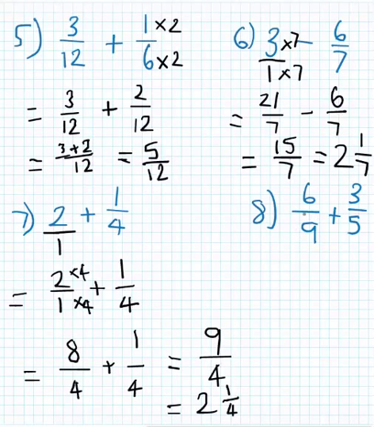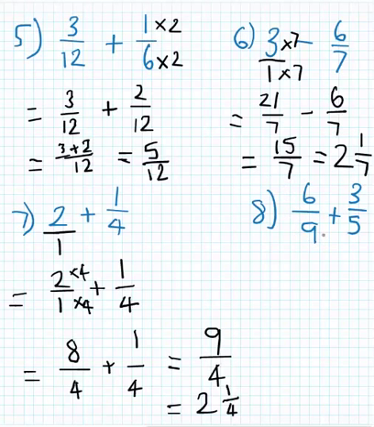The last one on this page, question 8, we've got 6 over 9 plus 3 over 5. So for this one, we need to now make the 9 and 5 the same. Let's do our check. Can I times 5 by something to give me a 9? Let's try. 5 times 2 is 10. No, I can't. So this is where it's a little bit different now. I can't turn my small number into the bigger number.